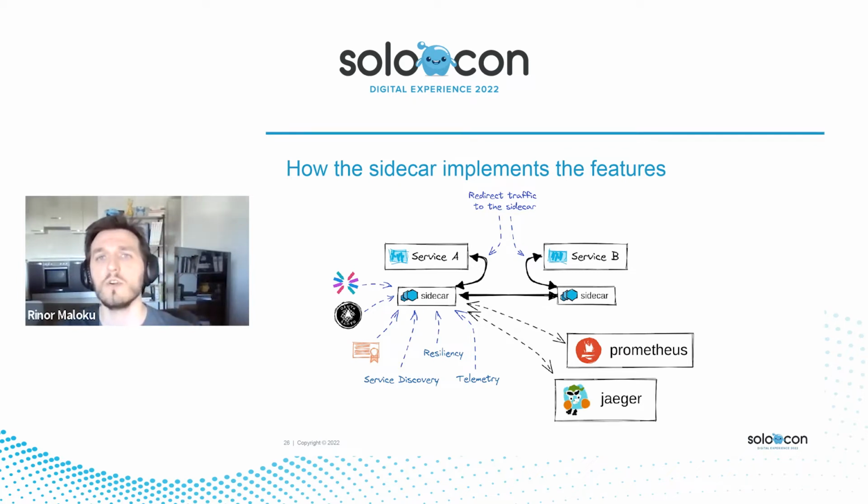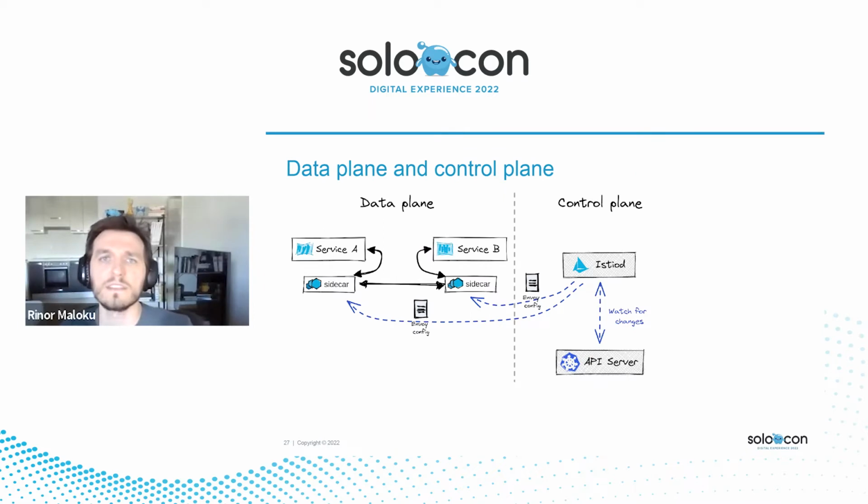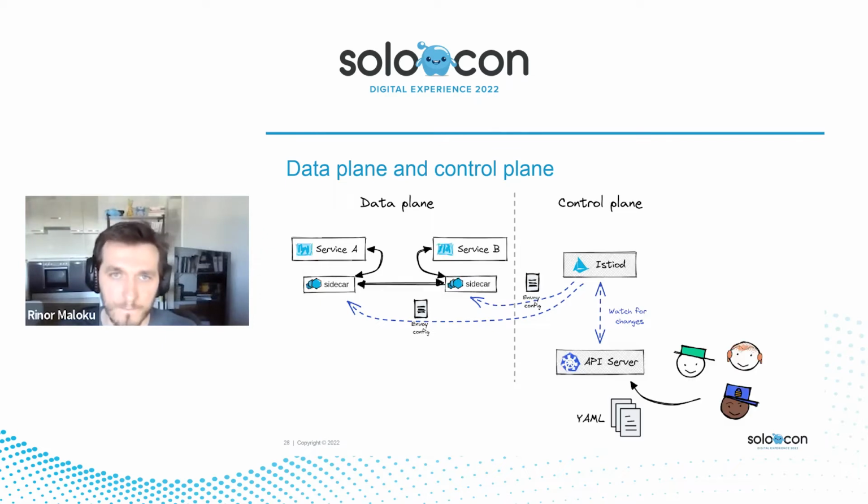Understandably, the sidecar must be configurable to meet the needs of all services. And for that, we have the following split. We have the split between the data plane and the control plane. The data plane is comprised of all the services and the sidecars, and the control plane is what reads the Kubernetes API and learns about the services running in the cluster, then generates configuration and pushes this to the sidecar proxies. And this way, we manage how service to service communication happens.